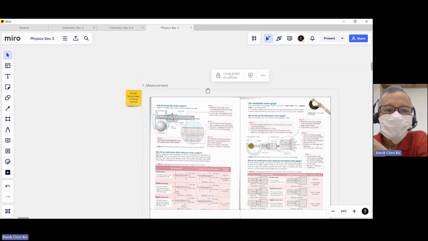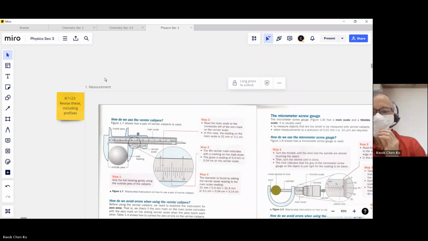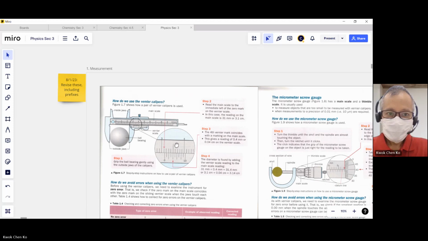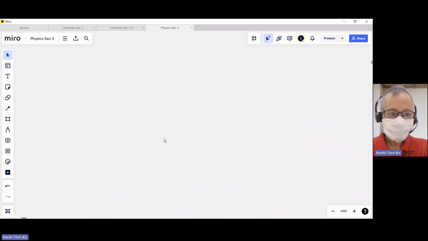I believe this would be similar to chemistry, where we get to know some of our measurements, the quantities and the units. For physics, I would say that the quantities or the units are a lot more extensive compared to chemistry. But nevertheless, we definitely have commonalities between the two subjects.